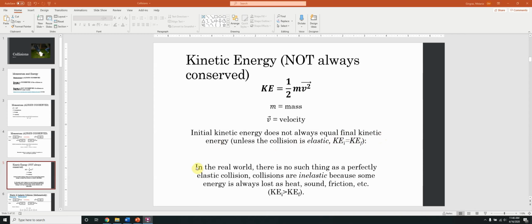However, in the real world, most of the time what you're going to observe is that there is no such thing as a perfectly elastic collision. If you get in a car accident, if you're playing football and you run into somebody, if you kick a soccer ball, all of those collisions are going to be inelastic because some energy is lost as heat, sound, friction, etc. Right? So what this means in terms of KE initial and KE final is KE initial is going to be greater than KE final because some energy is being lost.